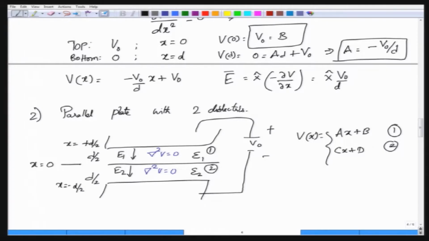I can apply 2 boundary conditions, one at the top and one at the bottom. So, apply the boundary condition at x equal to d by 2, which is the top plate, where the potential is V 0. So, V 0 must be equal to A d by 2 plus b. This does not give you anything except writing b in terms of A. So, I can write b is equal to minus A d by 2.